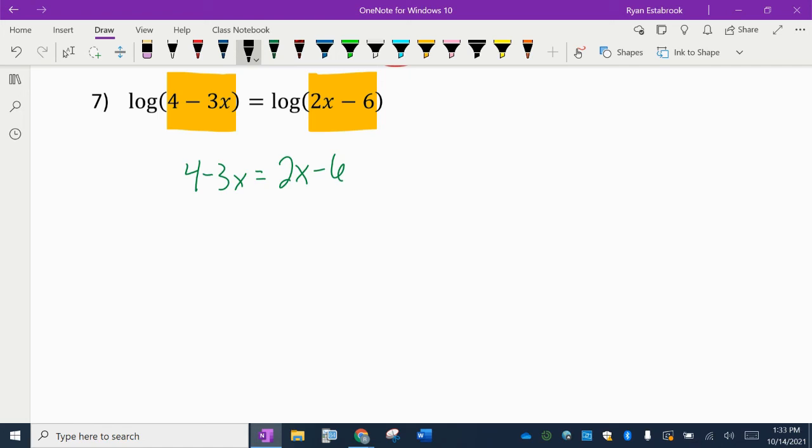So set them equal to each other. Now start solving for x. Add 6 to both sides. Add 3x to both sides. Divide both sides by 5. I get x equals 2. And I'm feeling great because I solved this one really quickly. Awkward silence. Go back and check it.